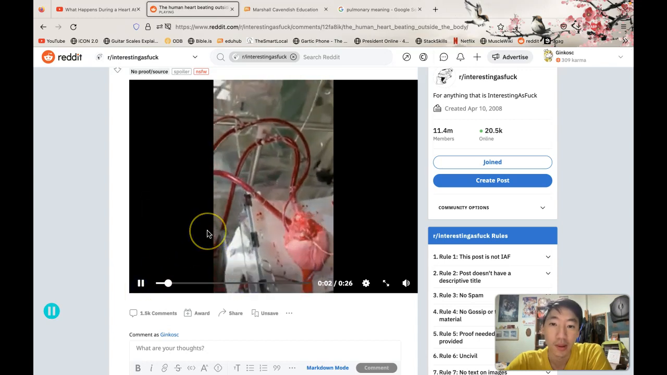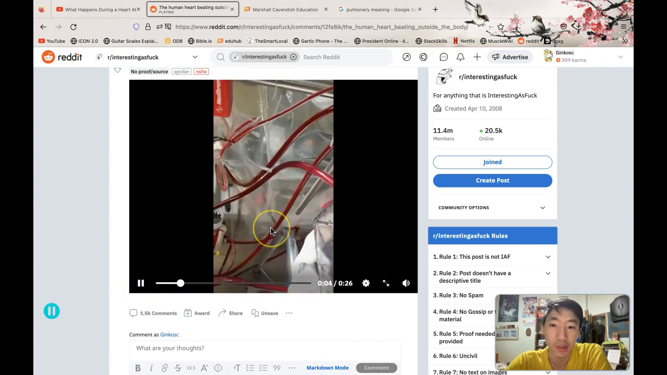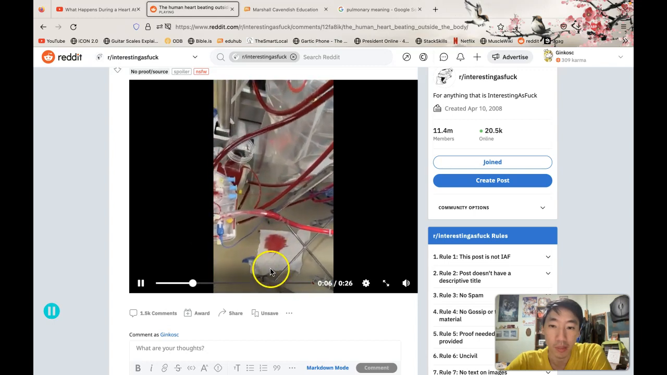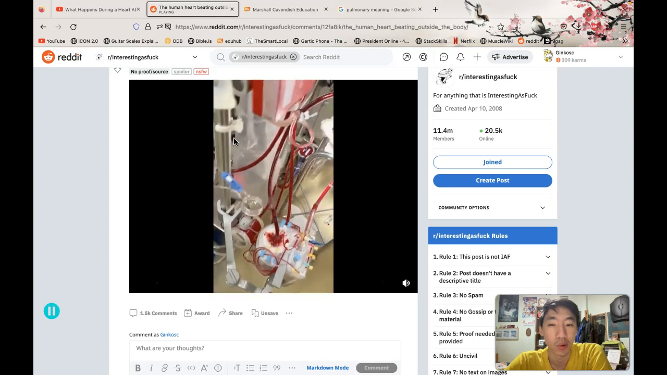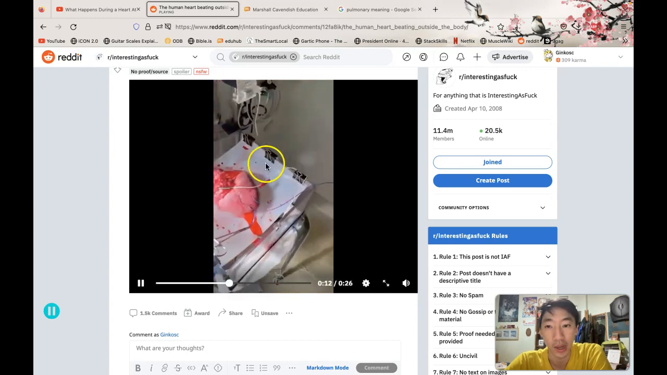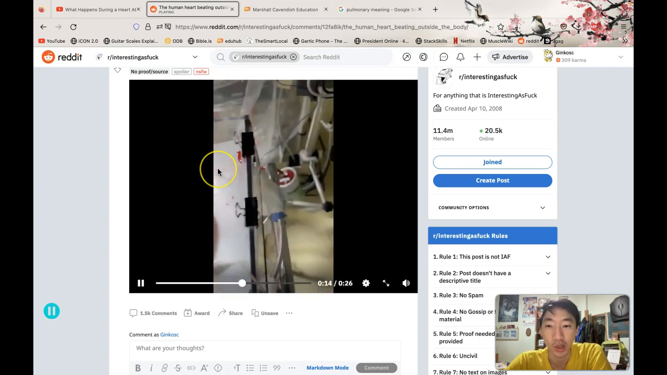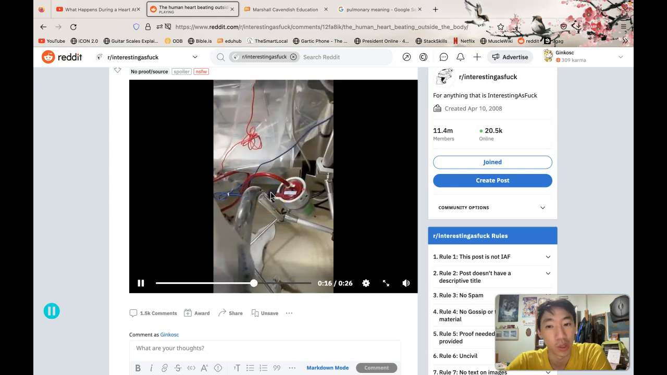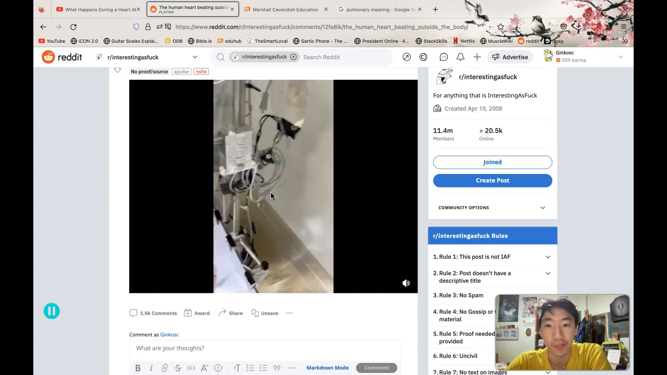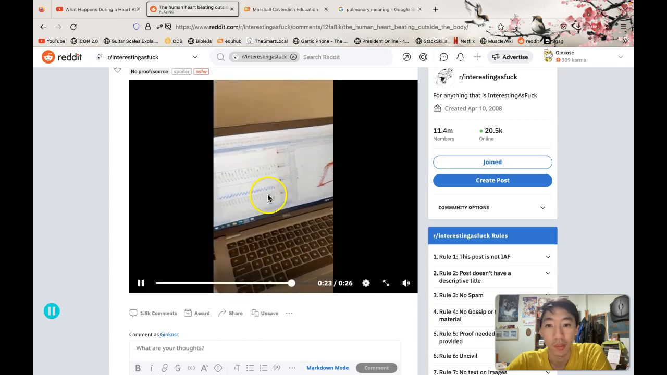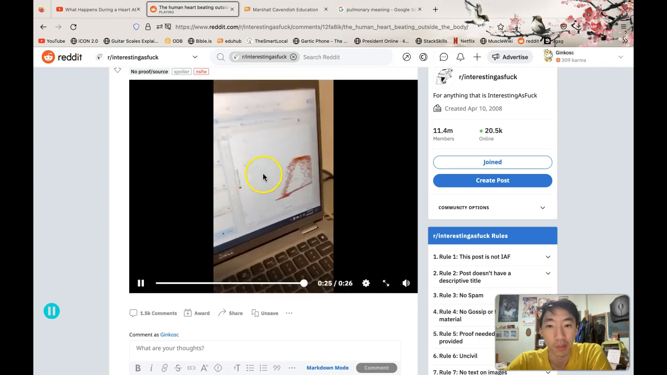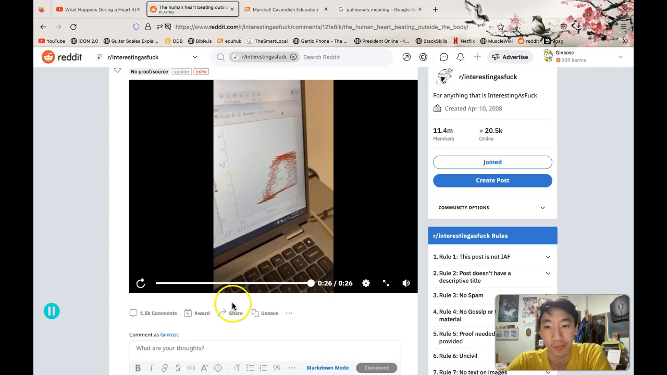So as you can see, the heart is beating quite rapidly. It's very bloody. Right, there's some leakage here and there. This happens during a heart transplant. So for example, if someone is trying to donate a heart, they have to keep the heart fresh before they transfer it into the donee. All these graphs are monitoring the heart rate.